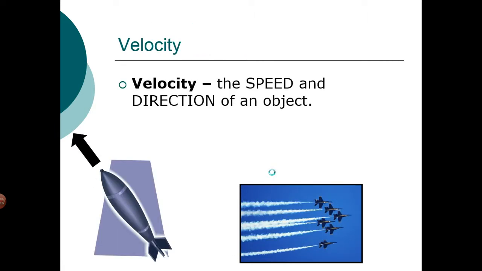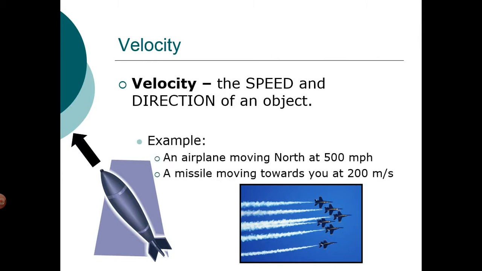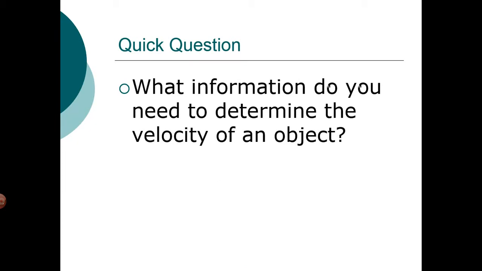Now let's talk about velocity. Velocity and speed are related. Velocity is the speed and direction of an object. For example, an airplane moving north at 500 miles per hour is the velocity. You have the speed, but you also have the direction it's going. Or a missile moving toward you at 200 meters per second. That shows you the velocity because it gives you the direction of toward you. So what information do you need to determine the velocity of an object? You need the speed and the direction.